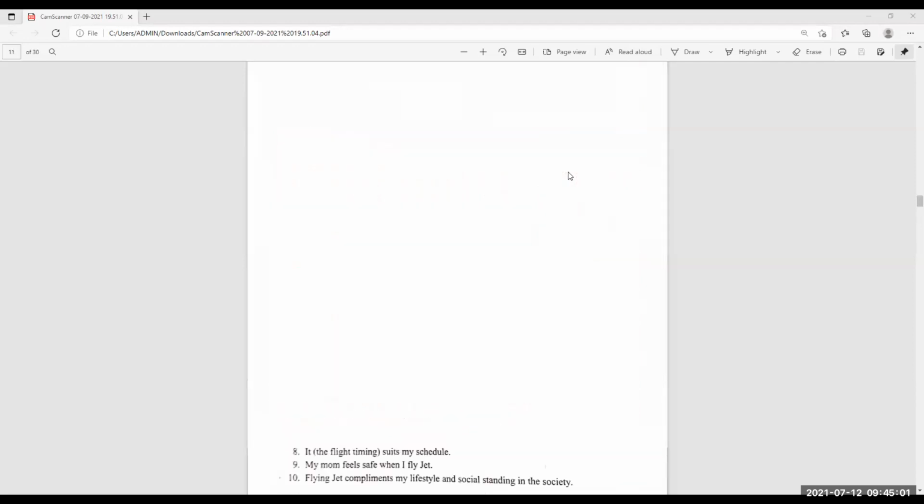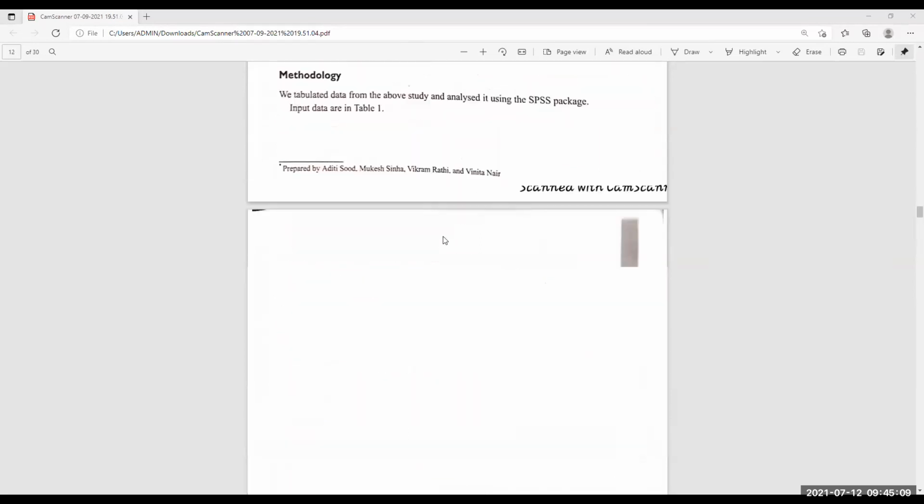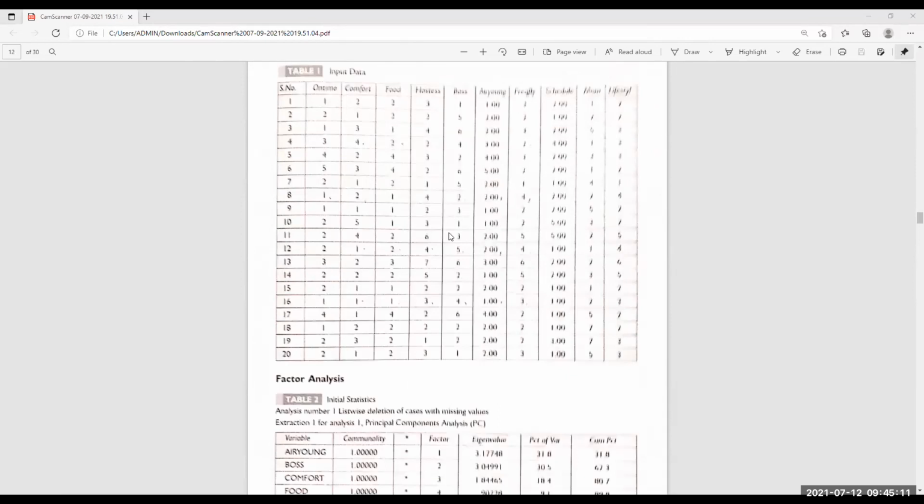2 means what? When the scale is 1 completely agree to completely disagree, 2 would mean that they agreed on that, right? On that particular statement. So this is what your sample items are. You can also input such data to find out how it works. So the input data is like this.